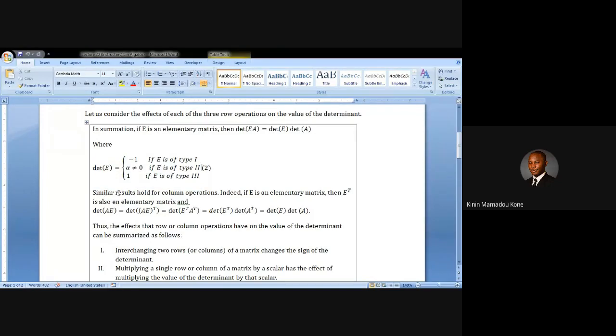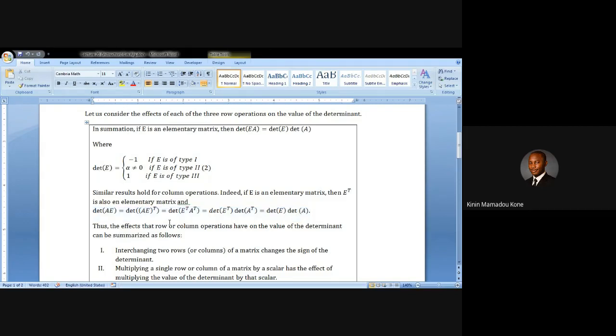A similar result holds for column operations. Indeed, if E is an elementary matrix, then E transpose is also an elementary matrix, and the determinant of A times E is equal to the determinant of (AE) transpose, which is the determinant of E transpose multiplied by the determinant of A transpose, and that's going to be equal to the determinant of E multiplied by the determinant of A.